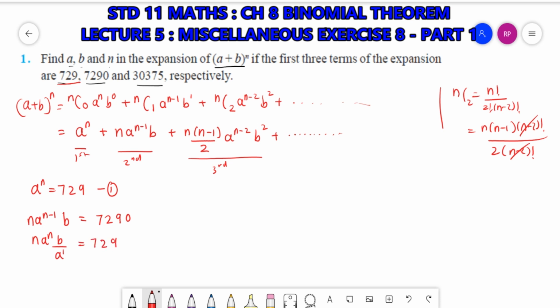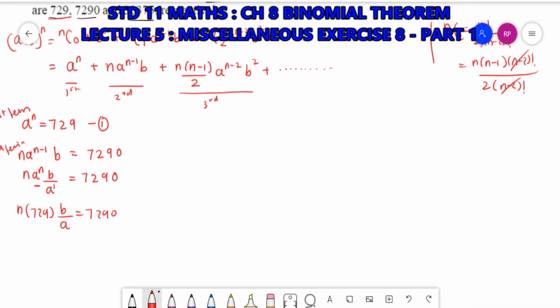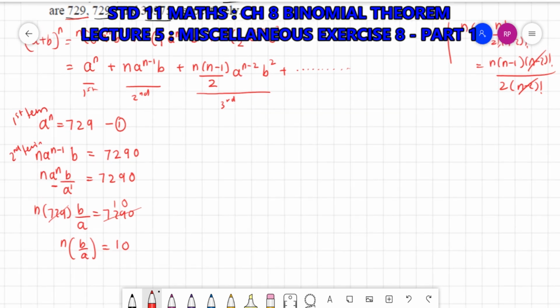So n a raised to n into b by a is equal to 7290. This was for the first term, and this is for the second term. Now a raised to n is 729. So n into 729 into b by a equals 7290. So 729 into 10. n into b by a is equal to 10. This was for the second term.